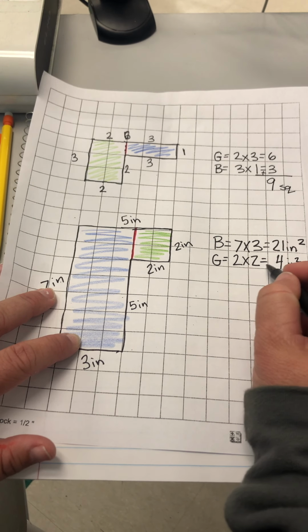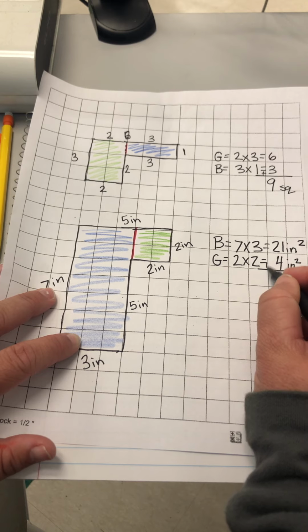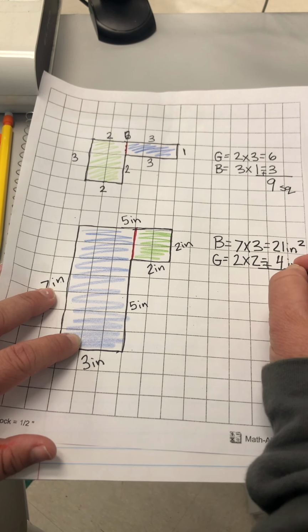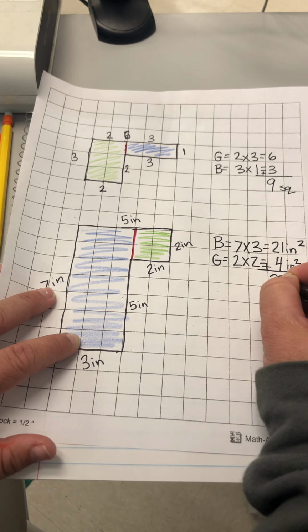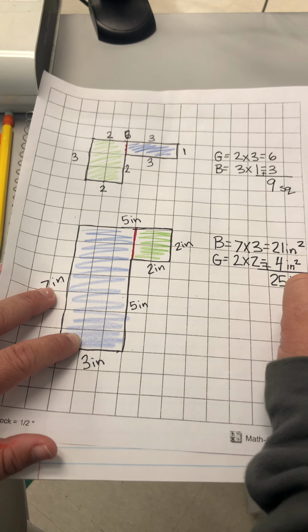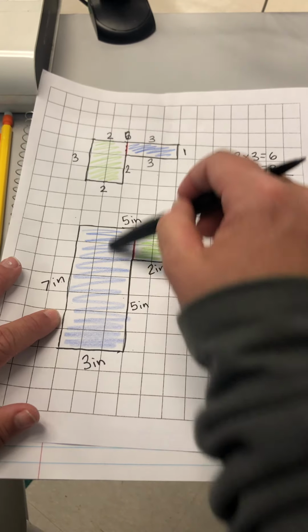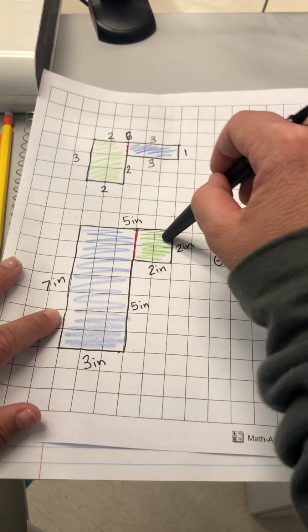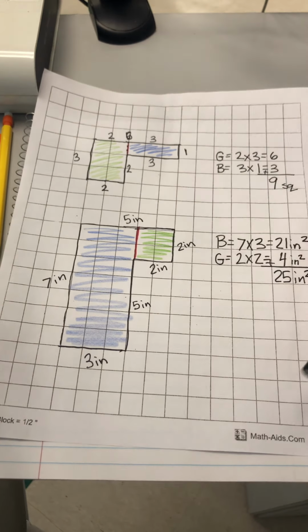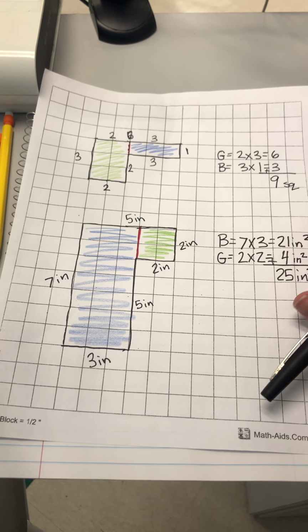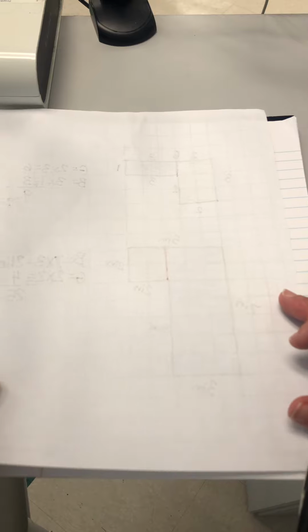And then what do I need to do to both of them to figure out the area of all of it? Add it. We need to add it. 25 inches squared. So if I was to count all of these boxes, we said there's 21 right here, 22, 23, 24, 25. Now, let's look at a blank figure without having the boxes.